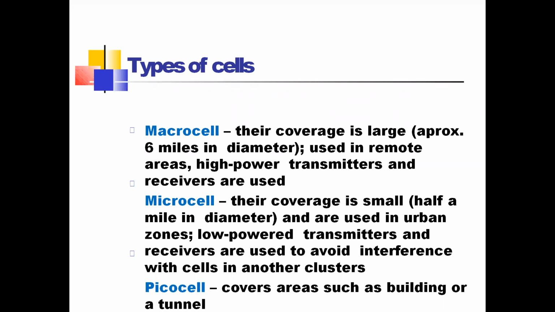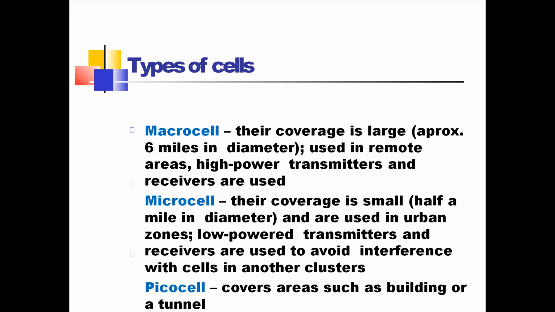Here is the macro cell. A macro cell is a big cell compared to the remaining cells. It covers 6 miles in diameter, that means a radius of 3 miles from the base station. It is used in remote areas, and since the size of the cell is large, we have to use high power transmitters and receivers for better communication.